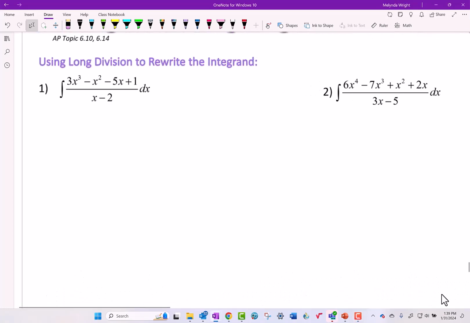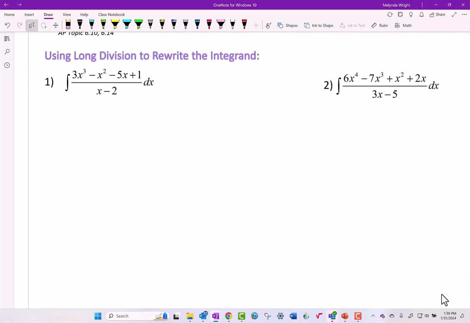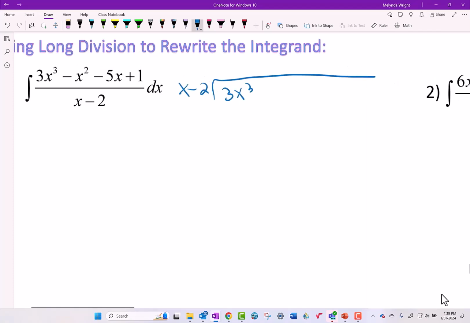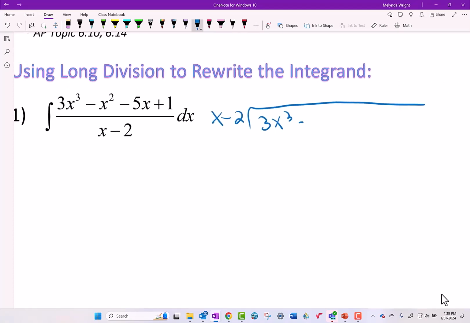So the first one, we have two examples where we're going to practice long division. The first thing we have to remind ourselves is, how do we do long division? You may or may not remember from your previous classes, but the expression in the denominator becomes the divisor. That goes outside of our little box. And the expression in the numerator goes under the box, whatever you want to call it. So 3x cubed, let me just make this bigger, minus x squared minus 5x plus 1.